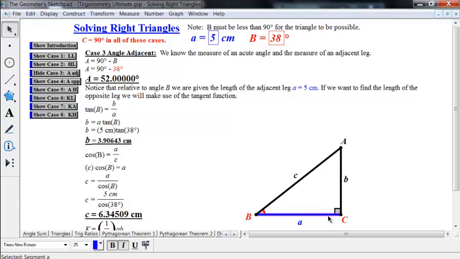Well, if we know one angle, the easiest thing to do is find the other angle. It's just 90 degrees minus the one we know, so 90 degrees minus 38 degrees leaves 52 degrees for angle A. So that's pretty easy.